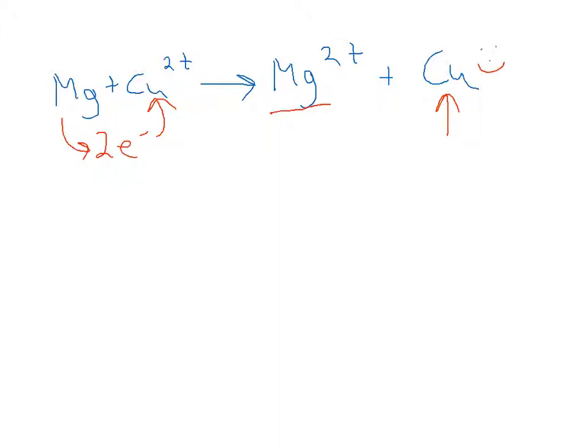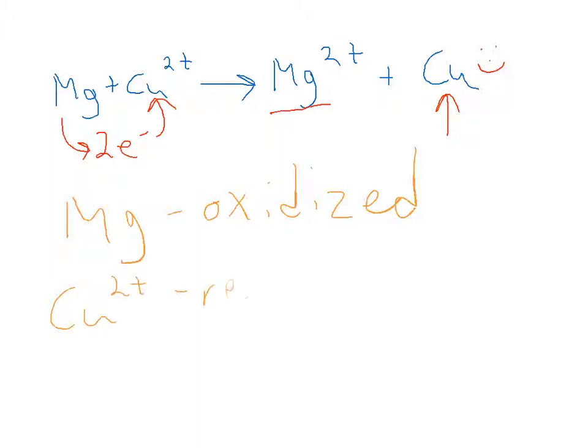The charge has been reduced from +2 to nothing, or 0, and that's what we want. So in this case, what we say is magnesium has lost electrons and been oxidized, which happens just before the Cu 2+ is reduced.